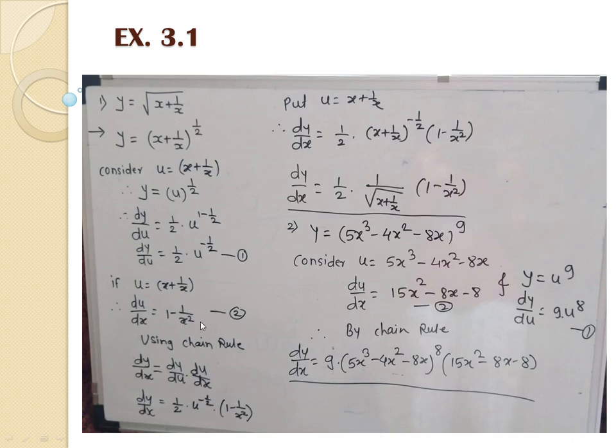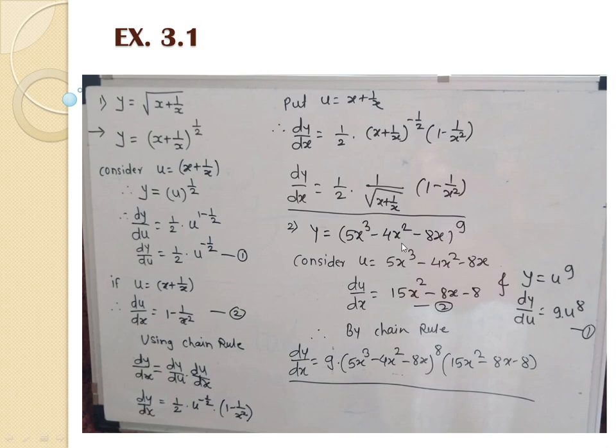So from 1 and 2, using chain rule, we get dy by dx is equal to dy by du into du by dx. Now put all these values in this equation. So we get dy by dx is equal to 1 by 2 into x plus 1 by x raised to minus 1 by 2, into 1 minus 1 by x square. x plus 1 by x raised to minus 1 by 2 is written as 1 upon root of x plus 1 by x. Second example, if y is equal to 5x cube minus 4x square minus 8x, whole raised to 9.